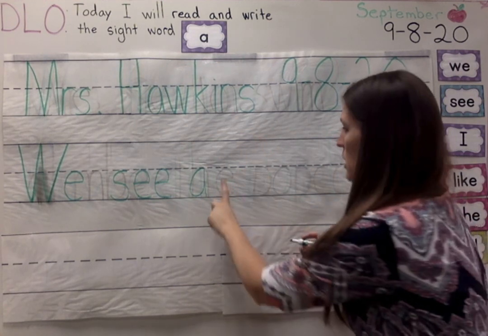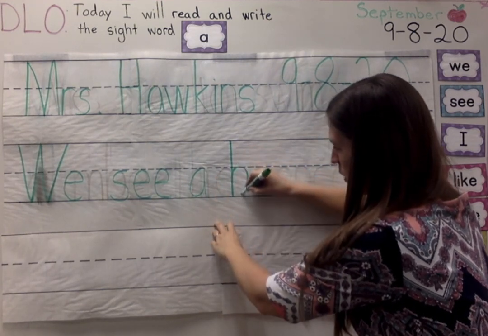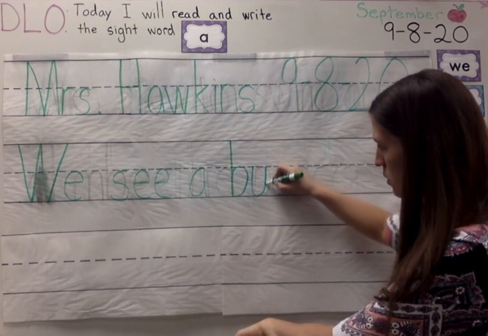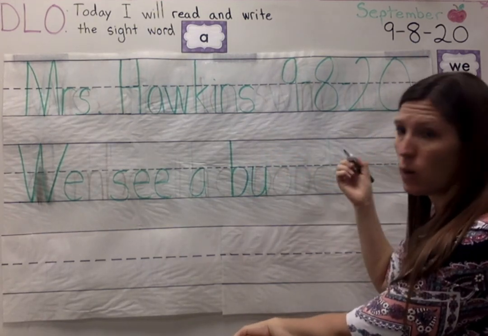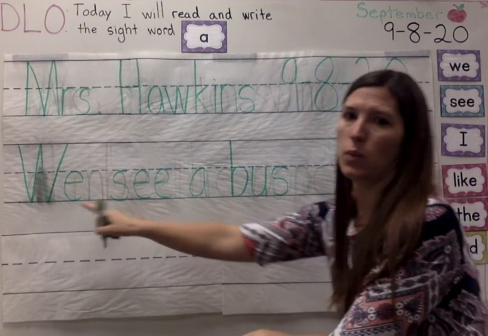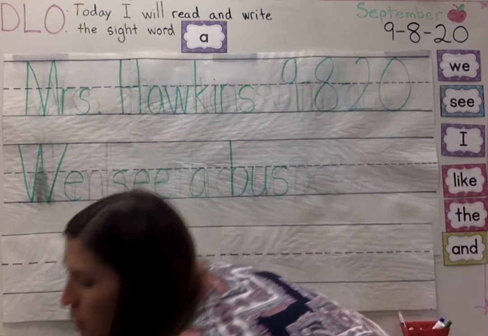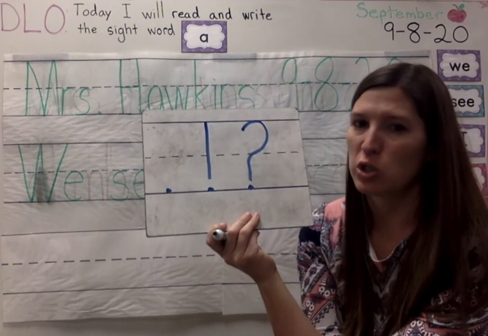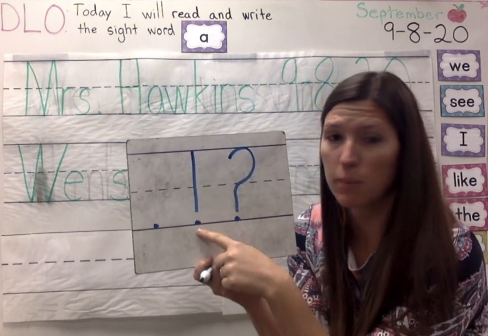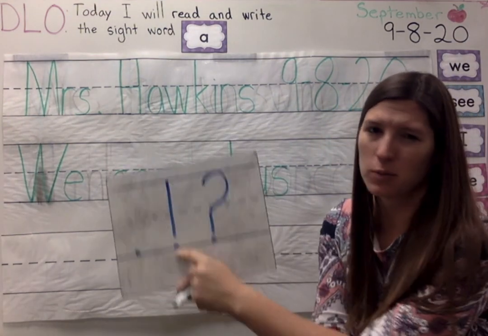We see bus. Finger space. B is down, up, and around. U is down, up, down. S, we know S, lowercase s. Curve left, curve right. We see a bus. Now I'll add a period. Finally I drew my little punctuation board here. Period stops the sentence. Exclamation point tells us our sentence is exciting. We see a bus! But we'll just do a period today.